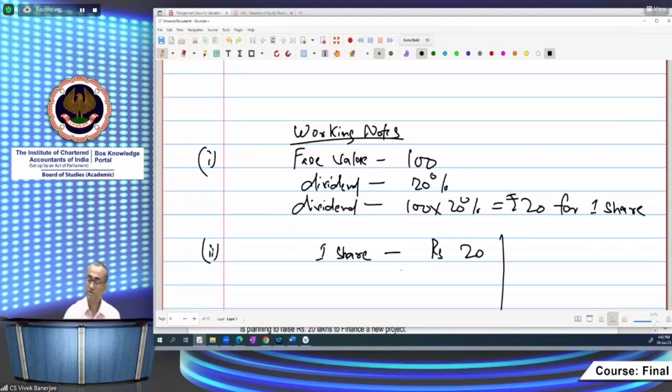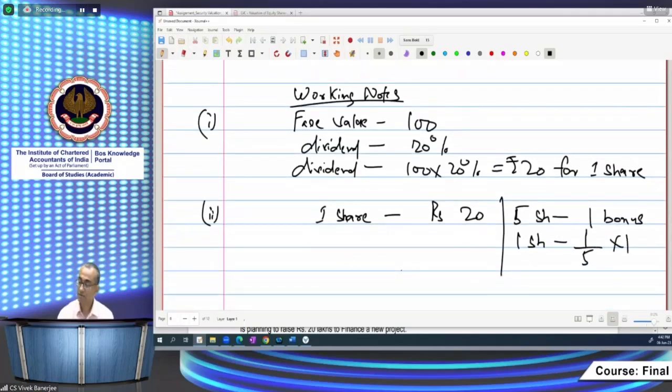Now what will be the present shares, bonus shares? If he is holding 5 shares, then he is getting one bonus share. It is given in the question 1:5 means अगर वो 5 shares hold कर रहा है तो 1 bonus share मिलेगा. अगर वो 1 share hold करता है तो कितने bonus shares मिलेंगे? 1/5 into 1, basically it is 0.2. इतने बोनस शेयर्स मिलेंगे 1 शेयर पे.